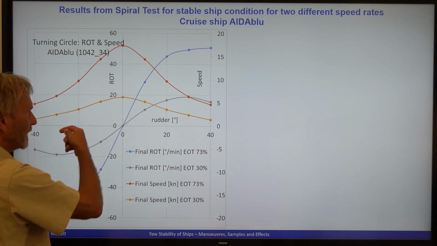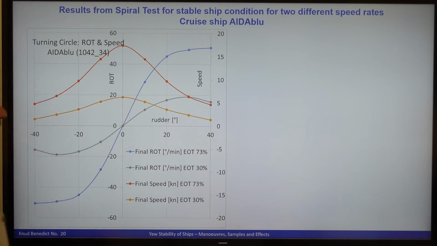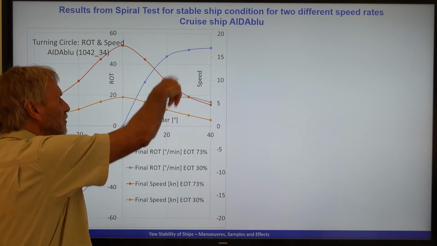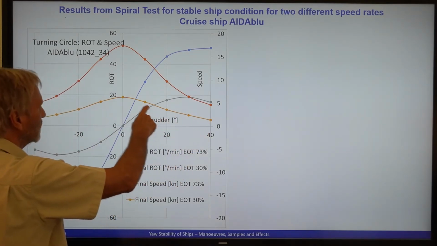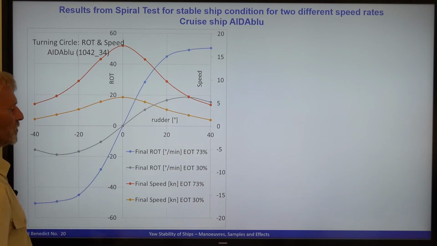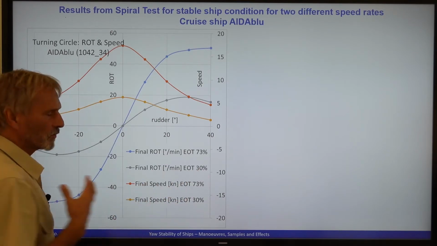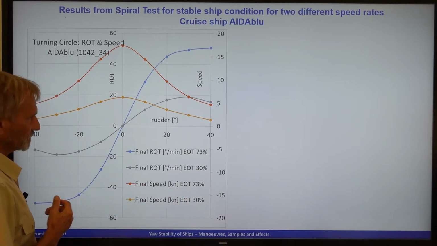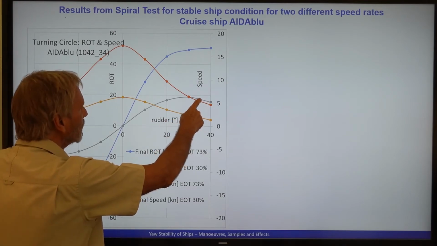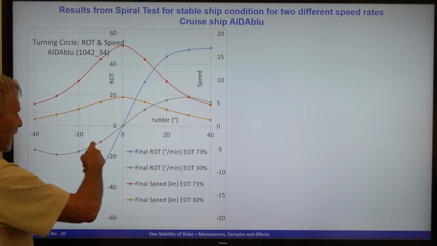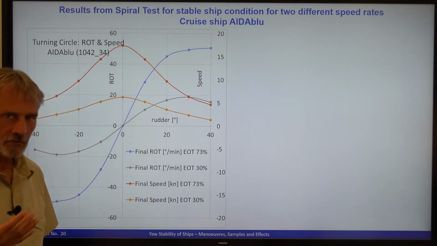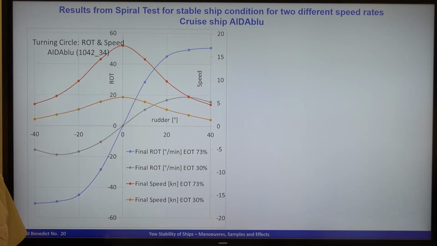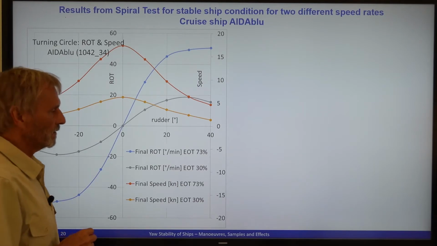So both results from both sides are the same. You might ask why I have done this in 2 speed rates. So this is, for instance, the speed distribution for only 30% engine order. And these are the lower rate of turn for the same rudder angles. You got a lower rate of turn with the ship because the ship is running slower with slower speed.